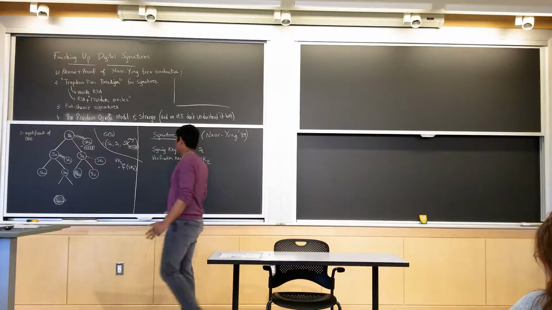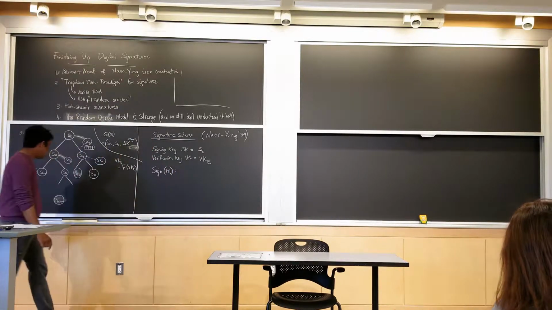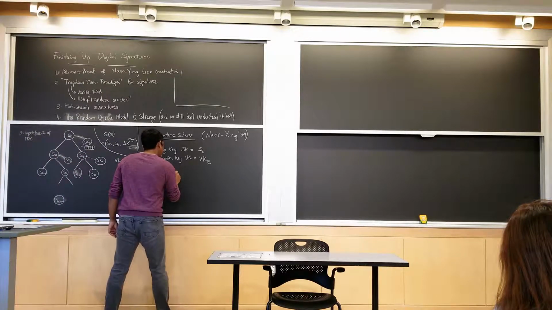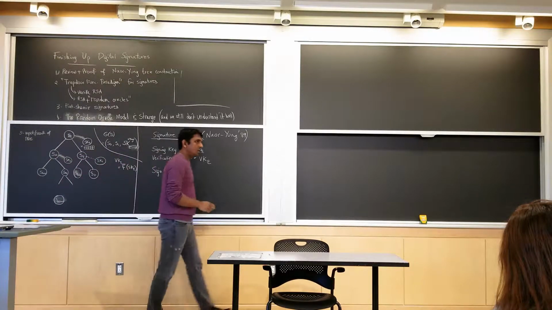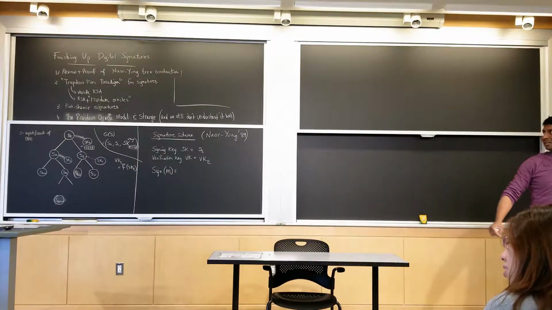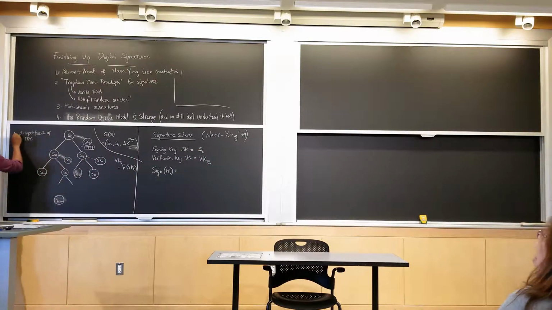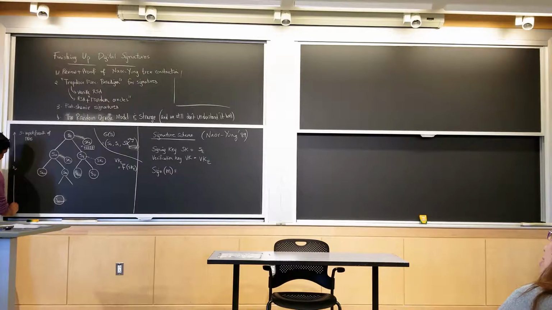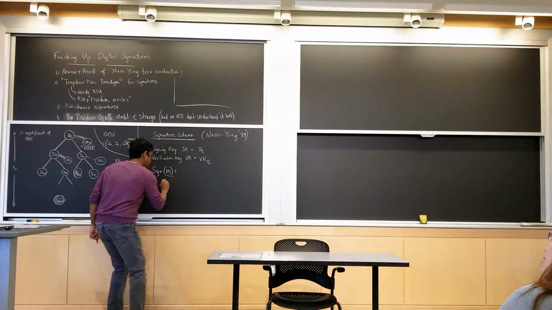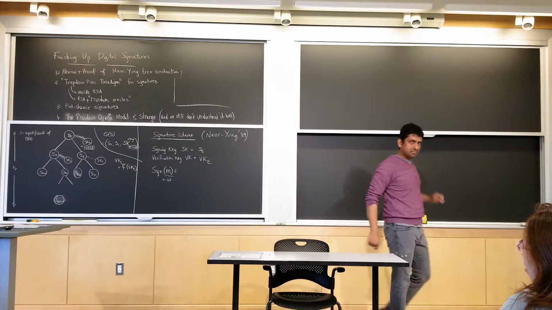That's the verification key. How do I sign? I want to sign a message. Well, you look at the path labeled by M. I never said it, but let's say this tree has depth n, and M is an n-bit message. So M defines the path in the tree.